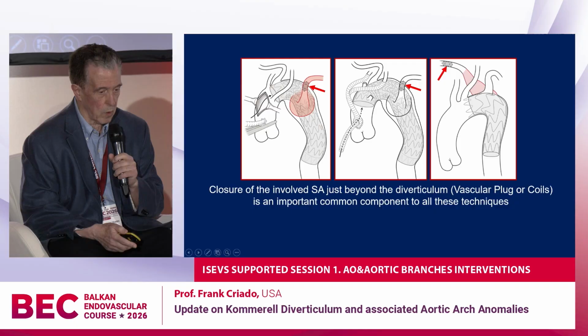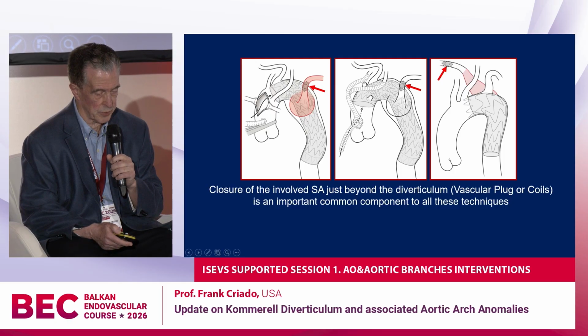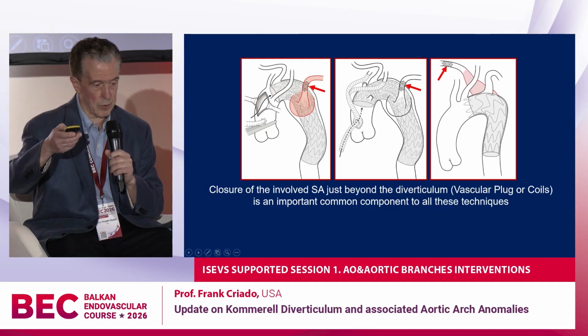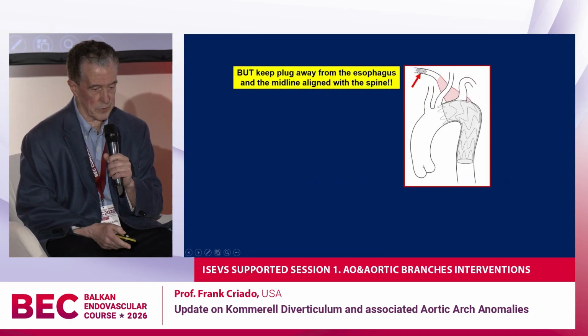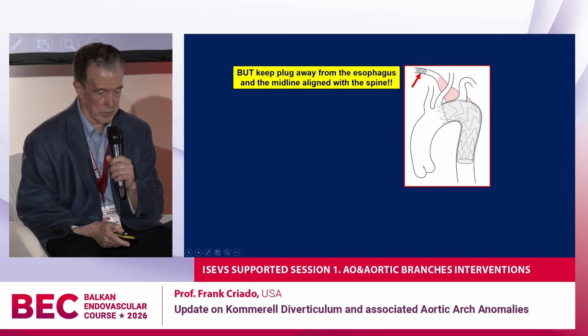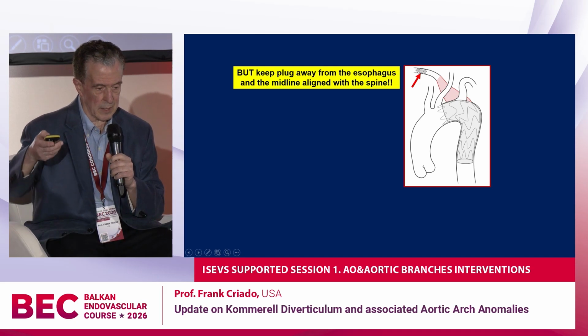No matter what we do, it is important to close off that subclavian artery beyond the aneurysm in order to avoid backflow pressurization of the lesion. It is also important that we place whatever device we place somewhere that is well away from the midline, because that can cause problems with the esophagus, especially in this configuration of the Kommerell's type 1.